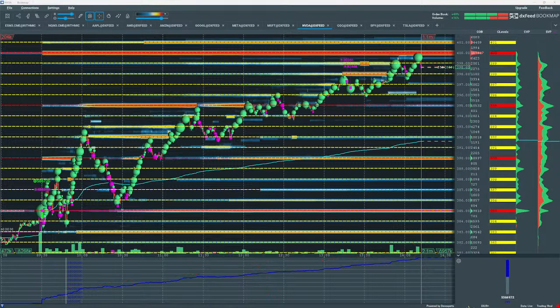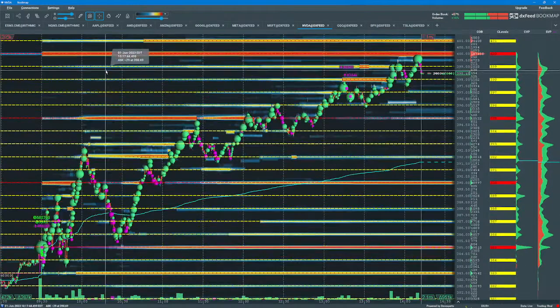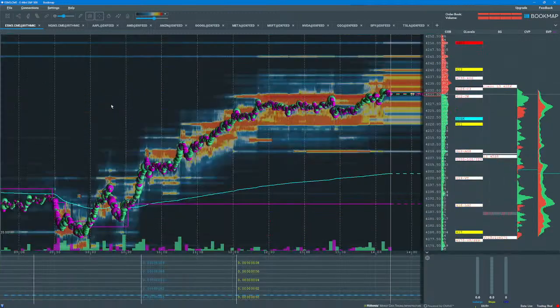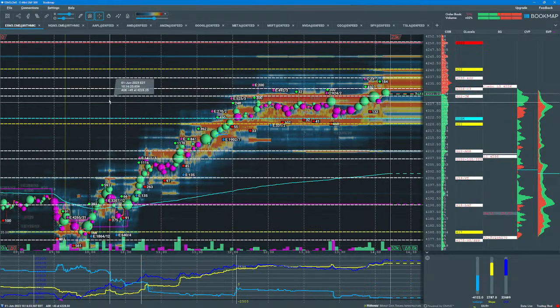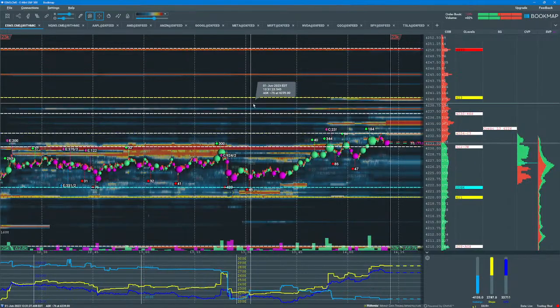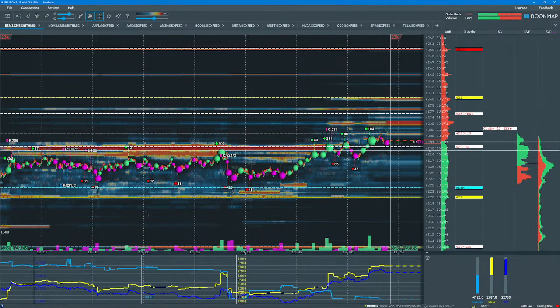So the call buyers are back in NVIDIA and driving price higher. All right, let's take a look at the live market. We'll go back to the S&P 500. And now it looks like price is trying to get above the 422 call wall.